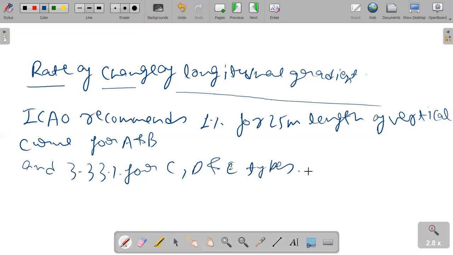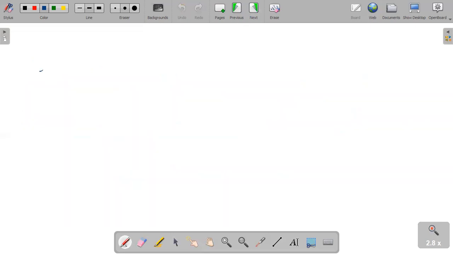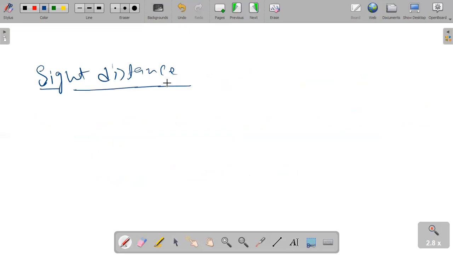Let's move on to the next thing, which is side distance. In side distance, ICAO recommends that for A, B, and C type of airport, the surface of taxiway should be visible from 3 meter of height.